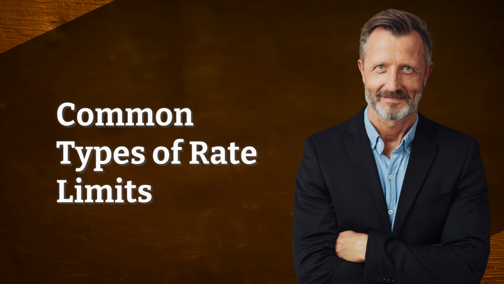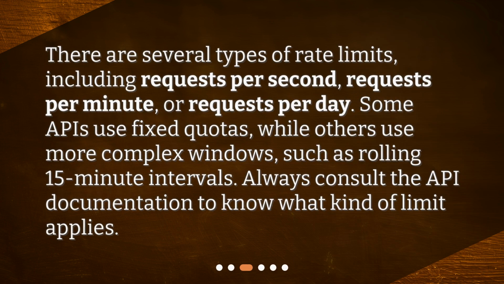Common types of rate limits. There are several types of rate limits, including requests per second, requests per minute, or requests per day. Some APIs use fixed quotas, while others use more complex windows, such as rolling 15-minute intervals. Always consult the API documentation to know what kind of limit applies.